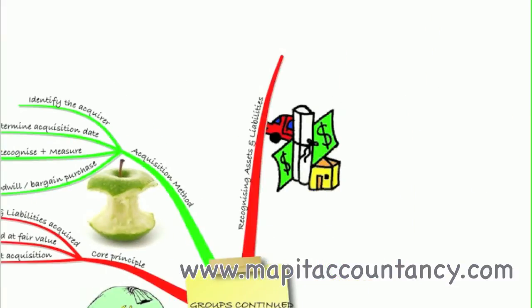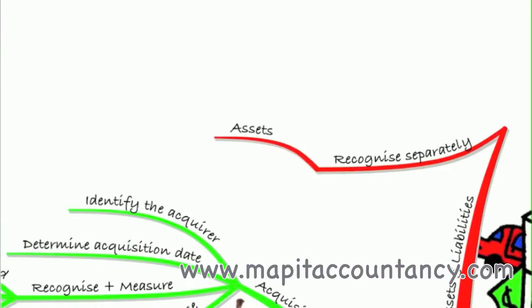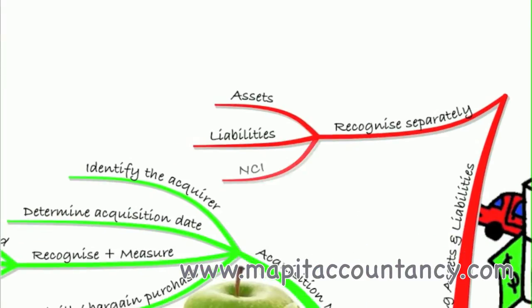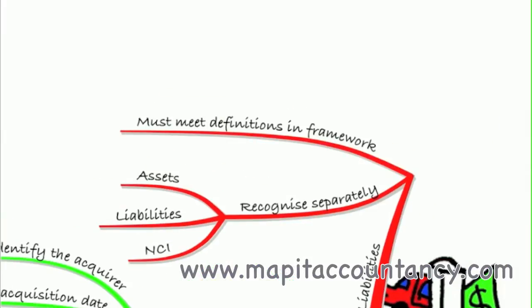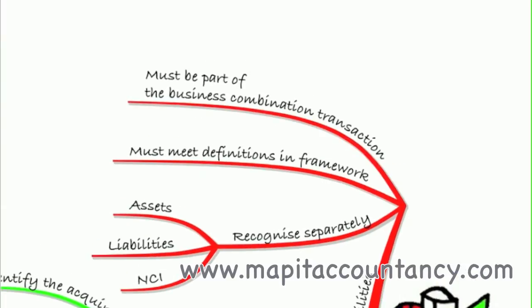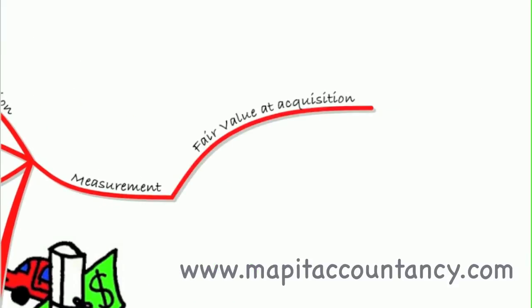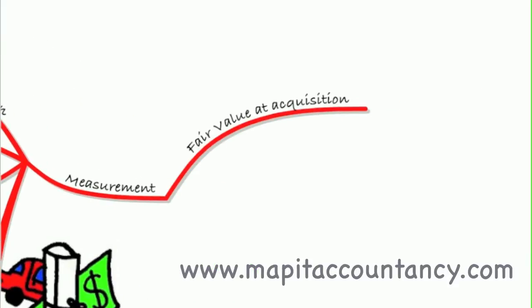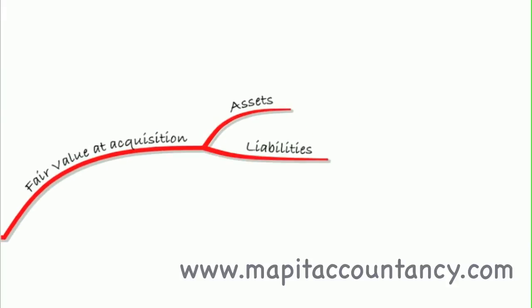So recognising the assets and liabilities, we recognise them separately. We take the assets, the liabilities, and the non-controlling interest and we measure them. If they meet the definitions in the framework, then they can come into our consolidation. But they must be part of the business combination transaction. We must be actually buying them. How do we measure them? Well, at fair value at acquisition. Remember, that's the core principle. The assets and the liabilities will come in at fair value.